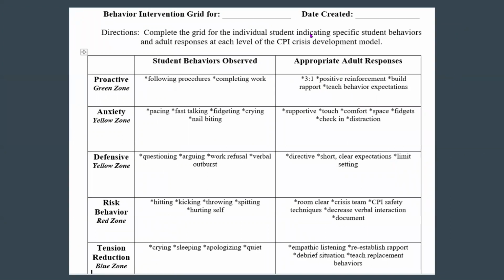This behavior intervention grid is a way for crisis team members to create a plan of action for how staff will recognize and respond to student behaviors. This grid is individualized for a student and shows the student behaviors as well as appropriate staff responses at the proactive, anxiety, defensive, risk behavior, and tension reduction levels. This grid utilizes much of what we learned during CPI training. It is a great tool for staff to create, train the team on, and implement with students demonstrating high levels of problem behaviors.